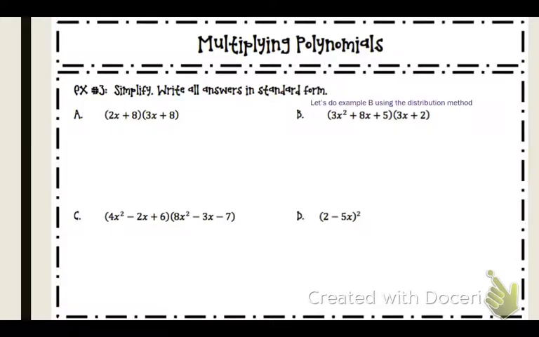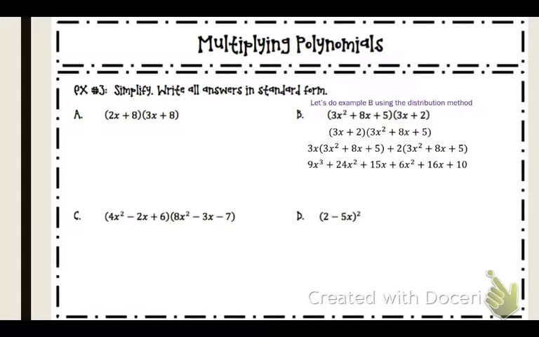So let's do example B using the distribution method. First I'm going to switch the order of these because it just makes it a little bit easier if we have the 2 terms on the one side and 3 terms on the other side. And then we're going to distribute those terms, so I multiply the 3x to the trinomial and then the 2 to the trinomial. When you multiply that out, you get 9x cubed plus 24x squared plus 15x plus 6x squared plus 16x plus 10. Then you combine like terms and you'll end up with 9x cubed plus 30x squared plus 31x plus 10. Okay? I went through that kind of fast, so if you need to pause it, go back and rewatch it.